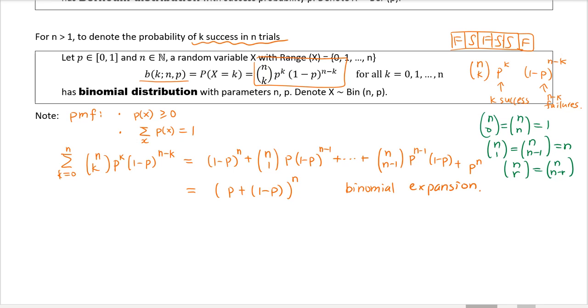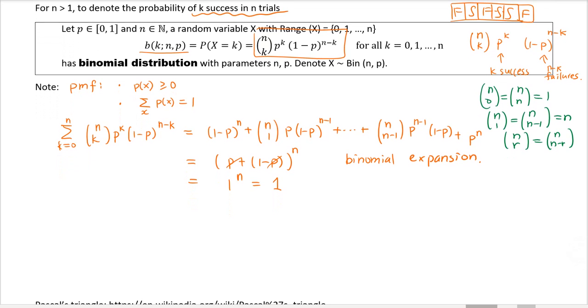So what is the binomial expansion? I'm going to talk about that later. But now let's continue right here. Do you see p and minus p cancel? This is just 1 to the n. So that's why when we add up all the probabilities, we get 1. So this function P of x is really a probability mass function.